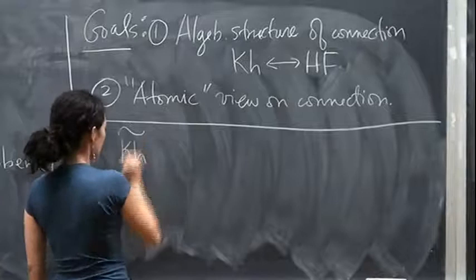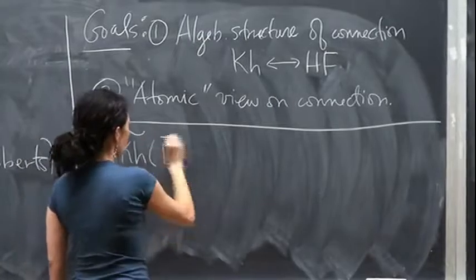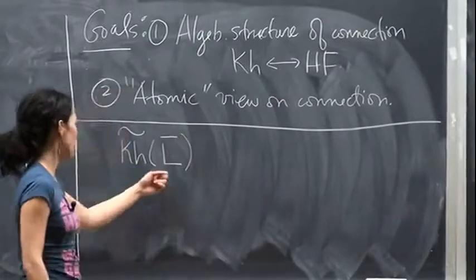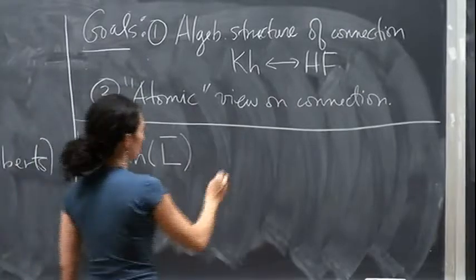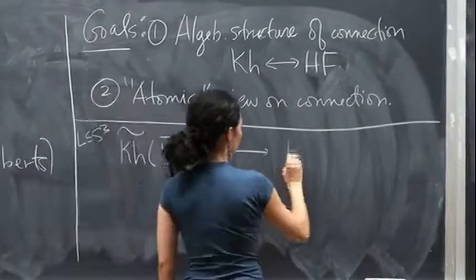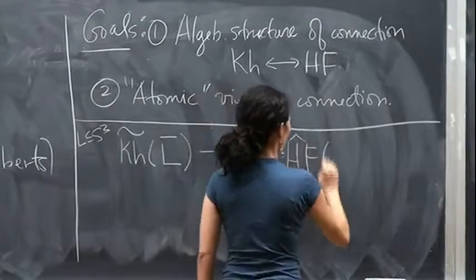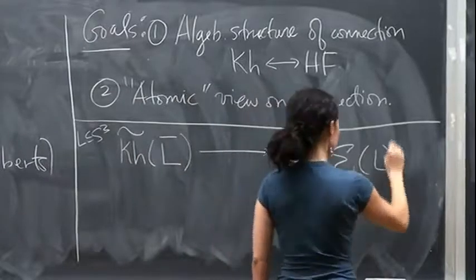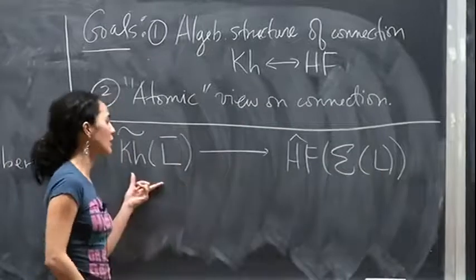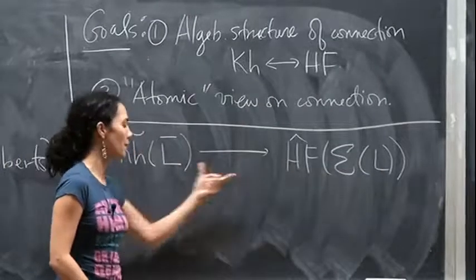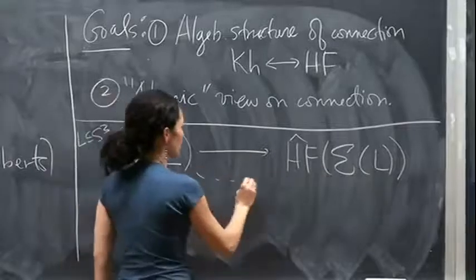So again, this Ozsvath-Szabo spectral sequence relates the reduced Khovanov homology of the mirror of a link in S3 and the Heegaard-Floer homology of a double branch cover of the link. And again, this algebraic connection between these two homology groups takes the form of a spectral sequence.